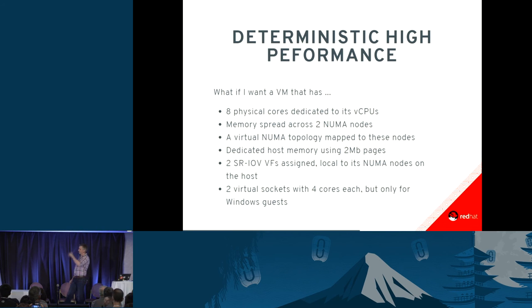So, lots of really interesting stuff, and just to throw one last interesting requirement into the mix, rather than the virtual machine having 8 physical CPUs, we want to set that up as having 2 virtual sockets where each socket has 4 cores each, and maybe we only want to do that for Windows virtual machines.